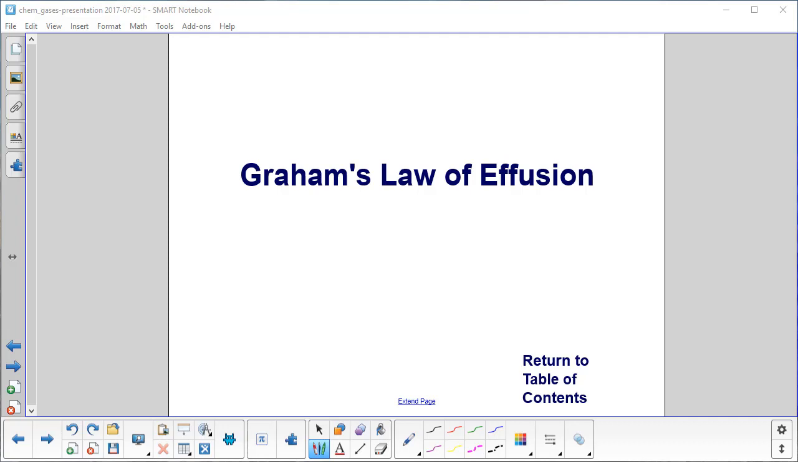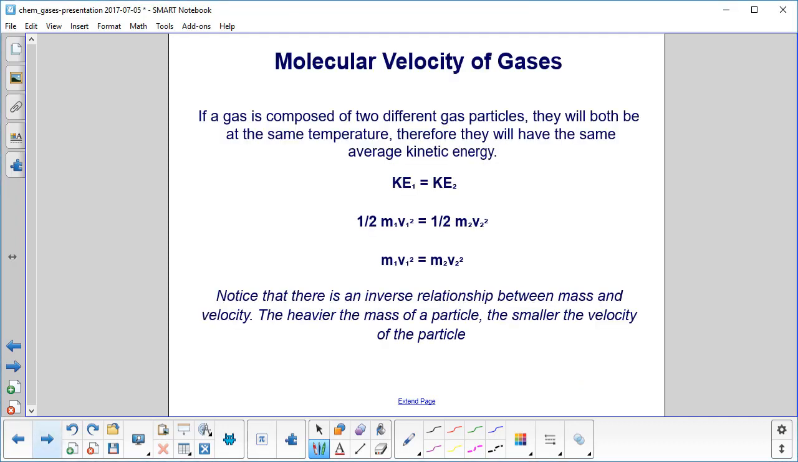Graham's law of effusion. If a gas is composed of two different gas particles, different elements, different molecules, they'll both be at the same temperature. Therefore, they'll have the same average kinetic energy. We defined that earlier on in this unit. So kinetic energy 1 equals kinetic energy 2 of the two different particles.